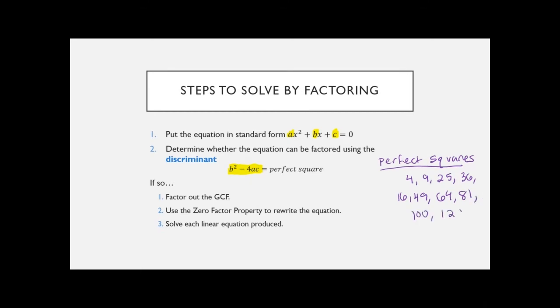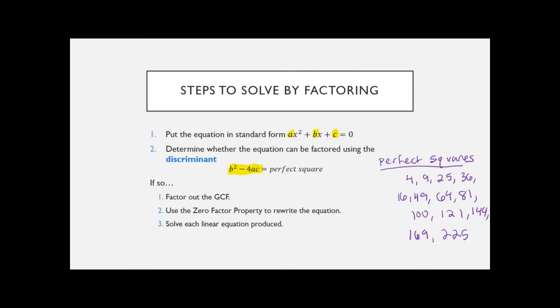100, 121. I think the next one is 144. Let's see, that's 12. 13 is 169. That's all the ones that I have memorized. And then I also know 15 is 225, but I don't have 14 squared memorized.